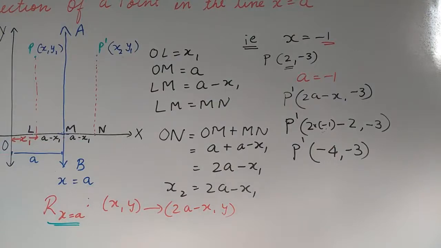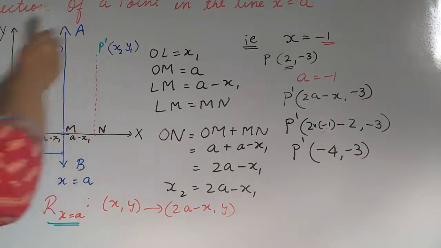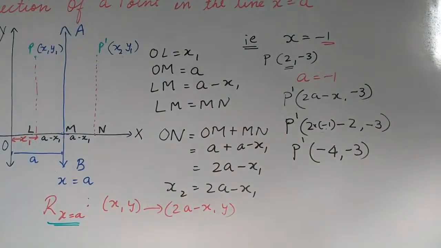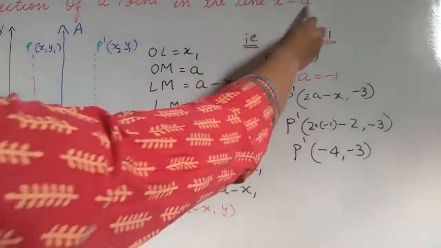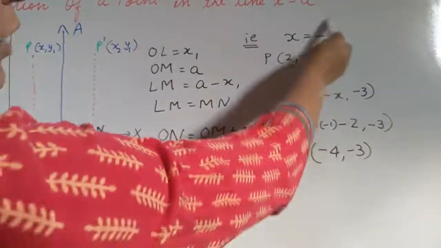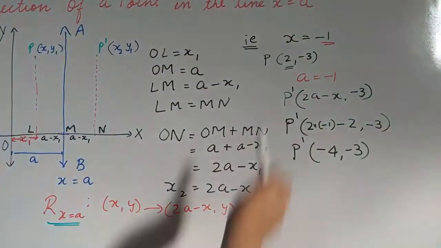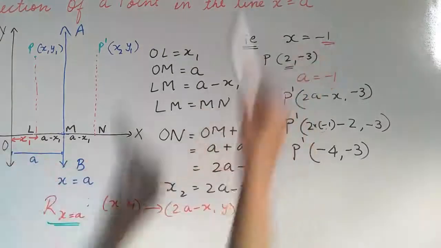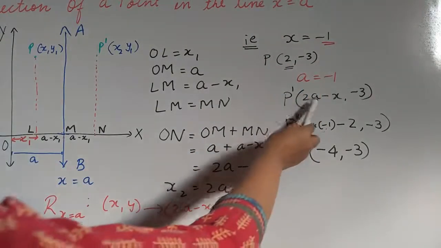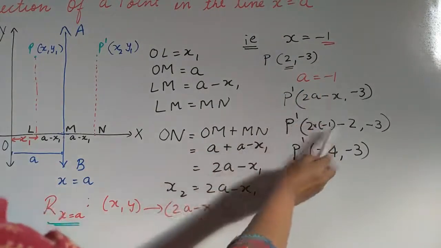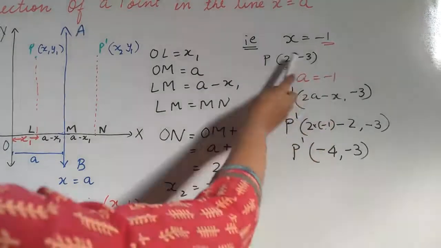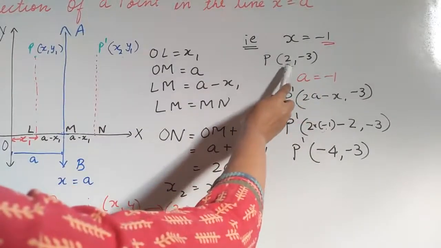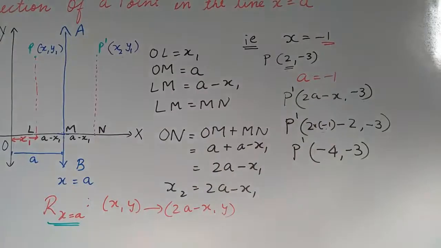So this theory is basically the reflection of a point in some line you are given. When some line x equal to a is given to you, that a value is here, you can see minus 1. Not always negative, it can sometimes be positive also. So instead of this a, you substitute that value, and x means that point given to you, that x coordinate you will substitute here. And after solving, whatever point you get, those are the coordinates of the reflected point.